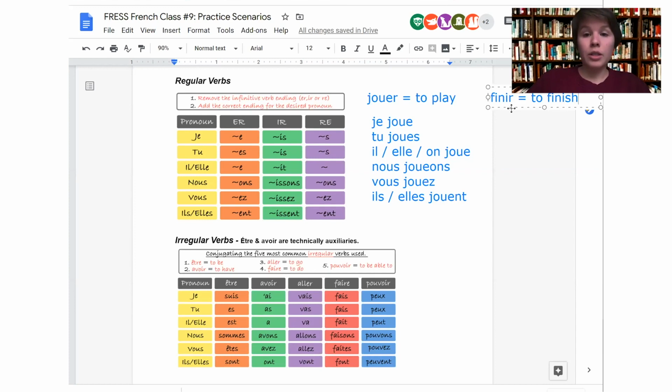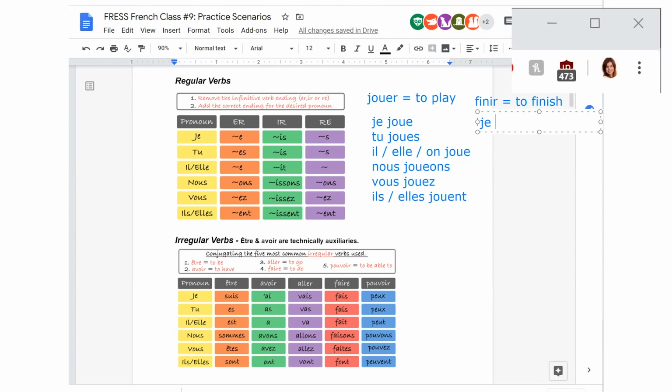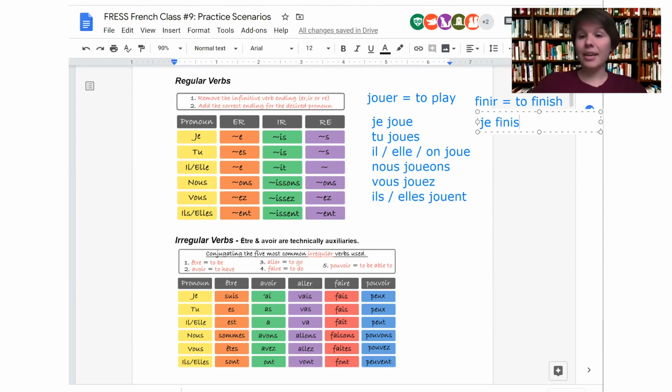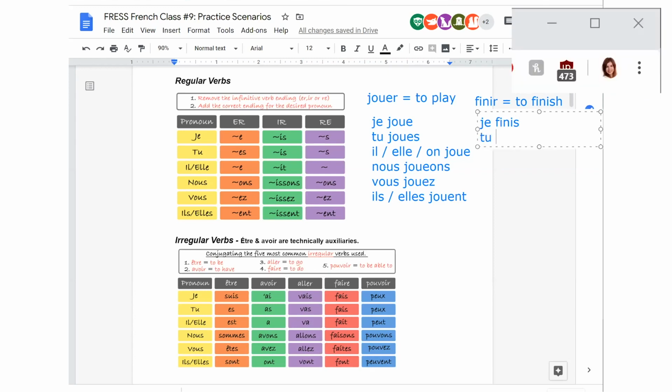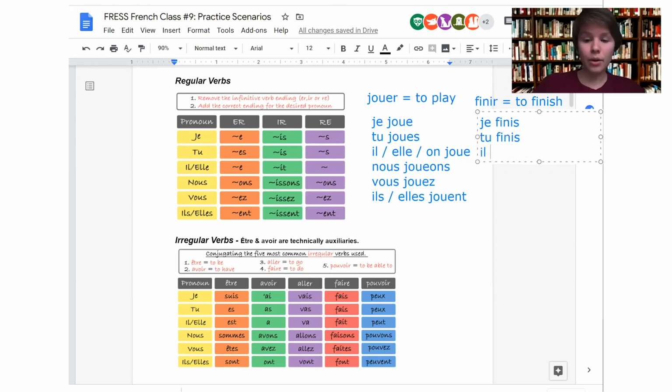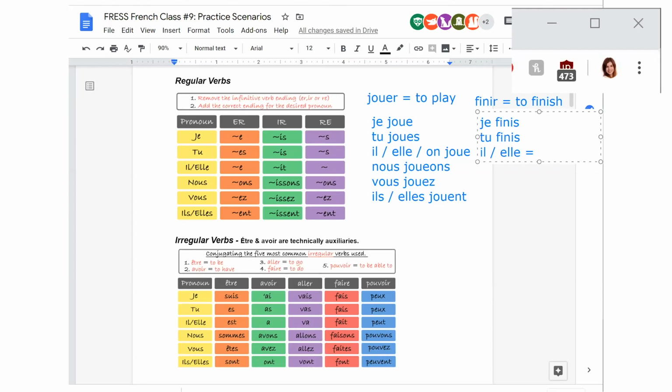And do we want to have a go at conjugating these ones? Je. Fini with an IS. Yeah, exactly. Tu. Same thing. Il, elle, etc. Fini but with IT.